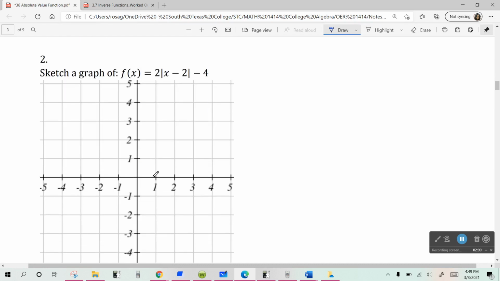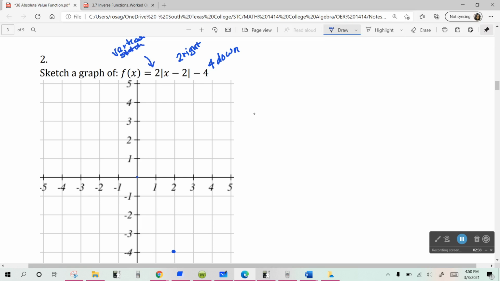When they ask you to sketch the graph, again, we can move the vertex. We know it's supposed to start here. It's going to go 2 to the right and 4 down. So it's going to start right here. Now, because it does have a vertical stretch, this is impossible to move unless you pick a point.